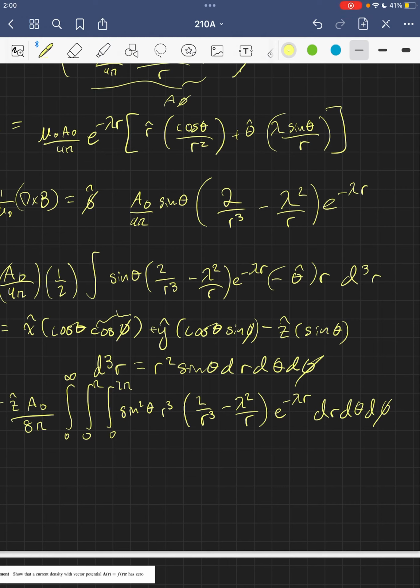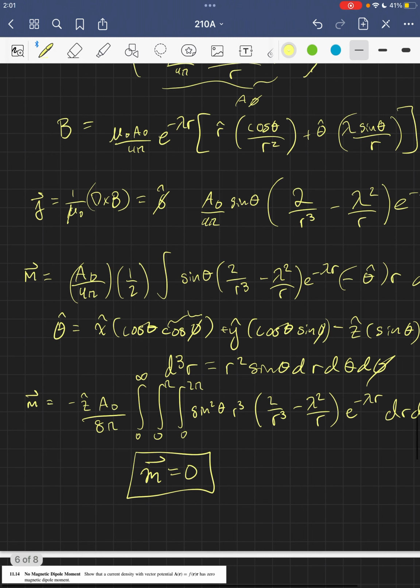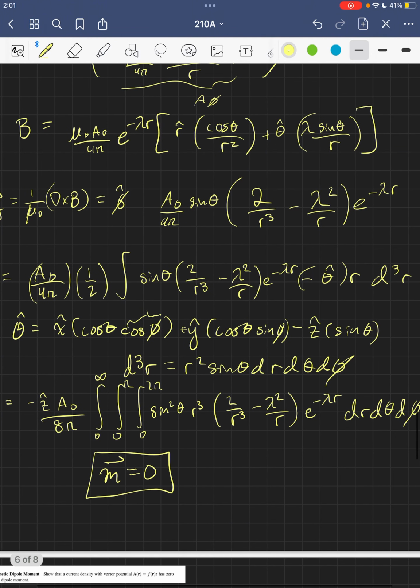What you'll notice if you integrate this is that this also vanishes. And really it vanishes as a result of your r integration. But overall, this is still going to vanish. All right, so there is no magnetic dipole here. Okay, and that's all this exercise is kind of showing. So you could just stop there if you wanted.